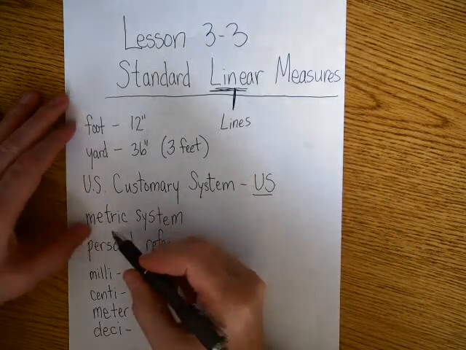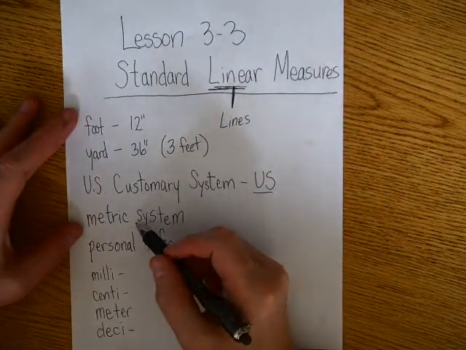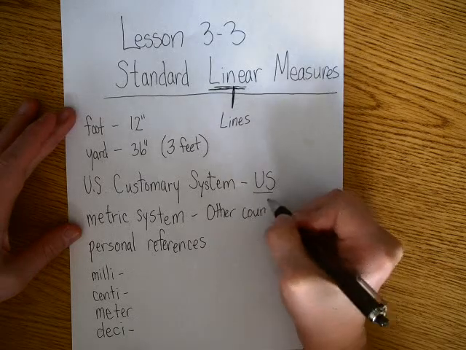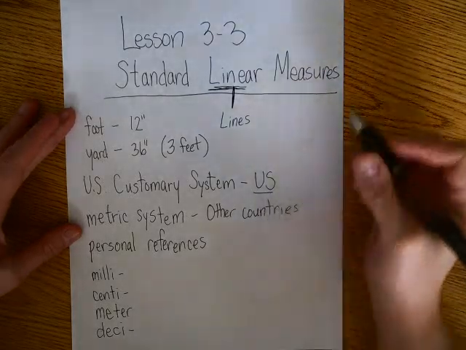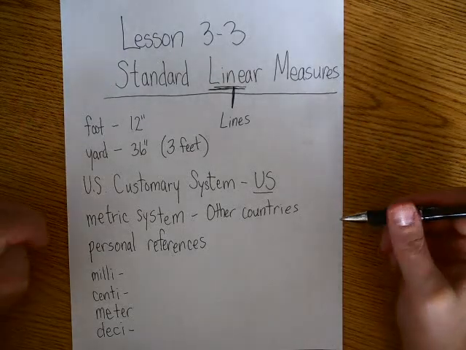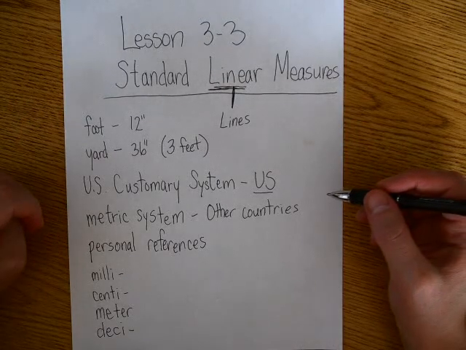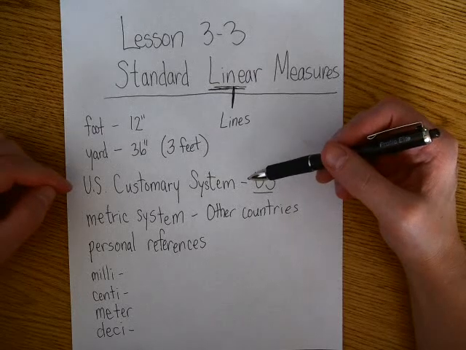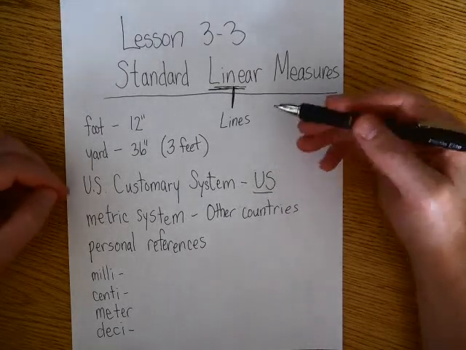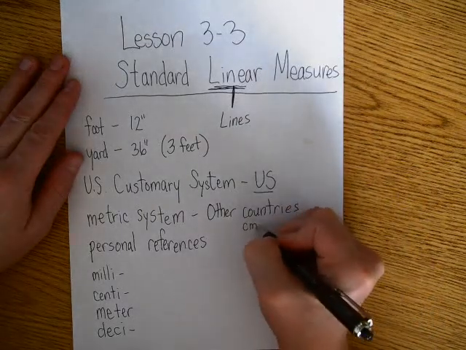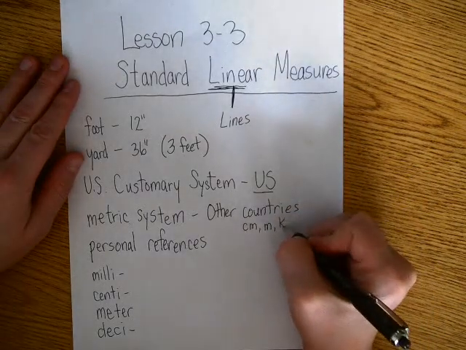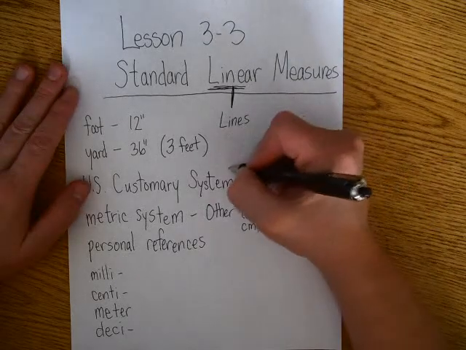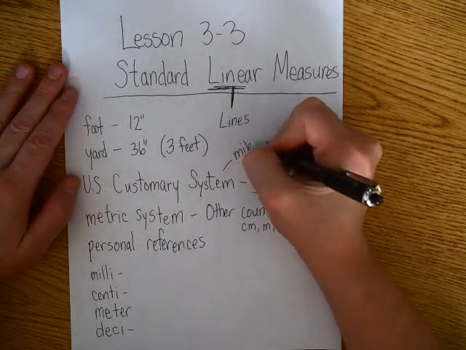Now, much of the rest of the world uses something called the metric system. So other countries use the metric system. Sometimes we also use the metric system in the United States, so children in the United States usually learn both systems of measurement. You learn how to measure things in feet, inches, and yards with the U.S. customary system, but you also learn how to measure things in centimeters, meters, and kilometers. All of these are the metric system. Miles are also part of the U.S. customary system, by the way.